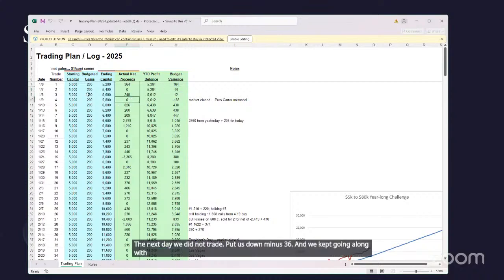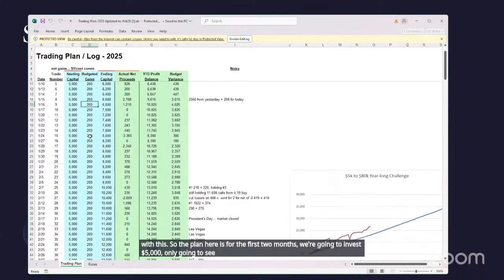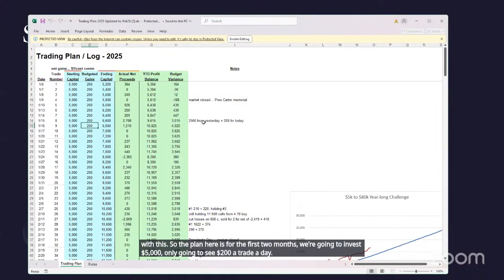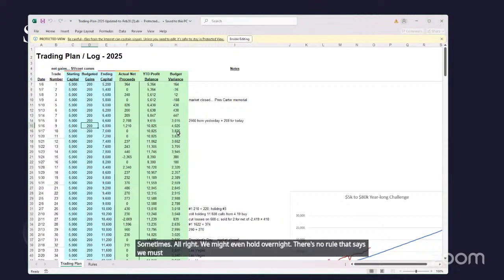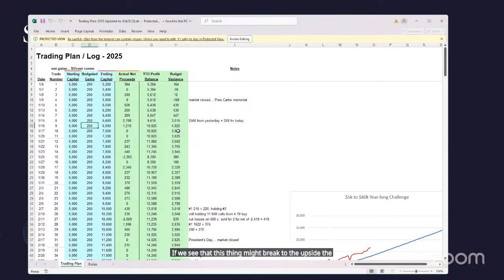So the plan here is that for the first 2 months we're going to invest $5,000 and only seek $200 a trade a day. Sometimes we might even hold overnight. There's no rule that says we must relinquish control of this at the end of the day. If we see that this thing might break to the upside the next day, we might decide to take the risk and stay in there. That's exactly what happened on this day here. The market gapped up and we made a lot of money. The following day, we made some more money.